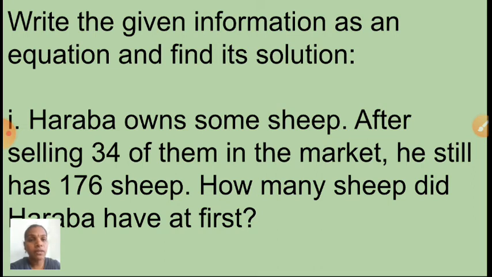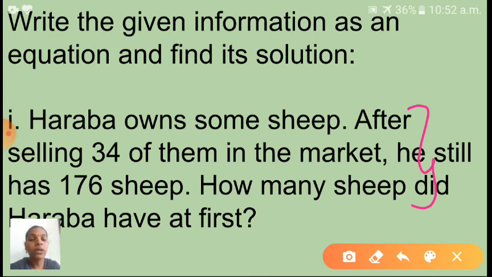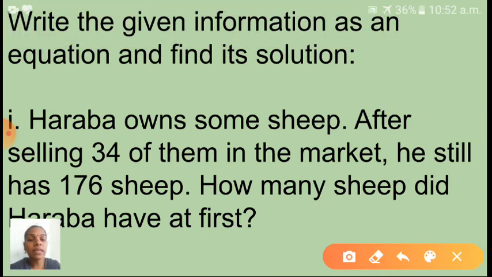27. Fifth question is, write the given information as an equation and find its solution. So from this word problem you have to make an equation. Afterwards you have to solve that equation. So see here children, Haraba owns some sheep. Okay. And after selling 34 of them in the market, see here, he still has 176 sheep. How many sheep did Haraba have at first?